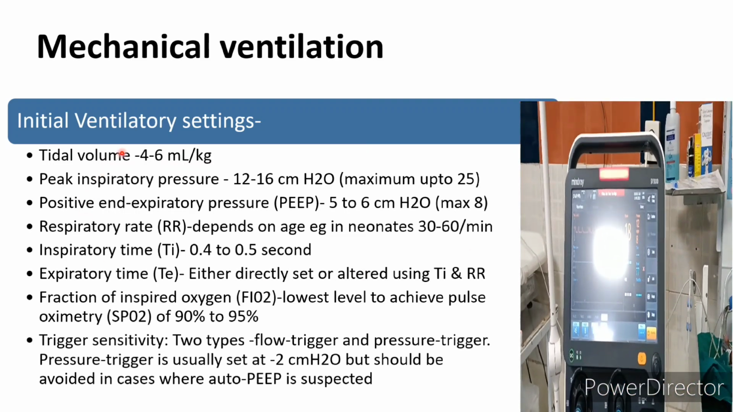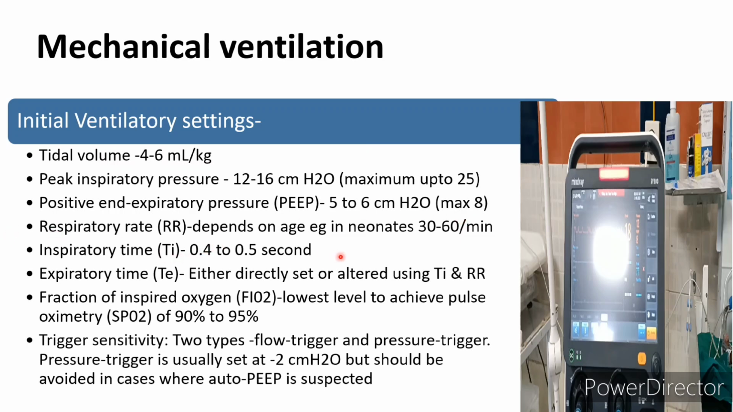So initial ventilatory settings are: tidal volume between 4 to 6 ml per kg, peak inspiratory pressure 12 to 16 centimeter of water, maximum up to 25, or in meconium aspiration syndrome we can go up to 28 also. But with more PIP, chances of pneumothorax are also high, so we have to keep that in mind. Positive end expiratory pressure between 5 to 6 centimeter of water. Maximum we can go up to 8 if the patient is having severe respiratory distress in a preterm baby.